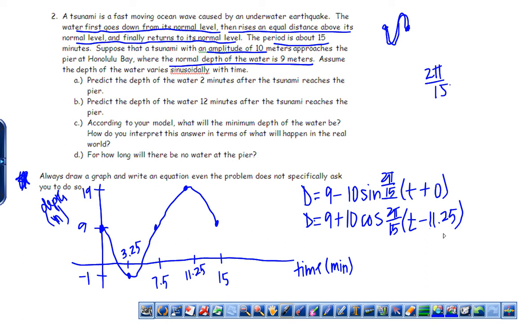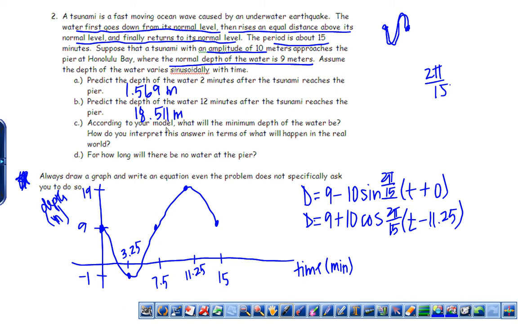Okay, now you can go to your calculator, plug either one of these equations in, look in your x in your table, and look at a value of 2. So it says predict the depth of water for 2 minutes after the tsunami reached the pier. So look at an x value of 2, and you should get a y value of 1.569, and that should be meters. Again, go back to your table, predict the depth of the water at 12 minutes, plug in a 12, and you should get 18.511 meters.